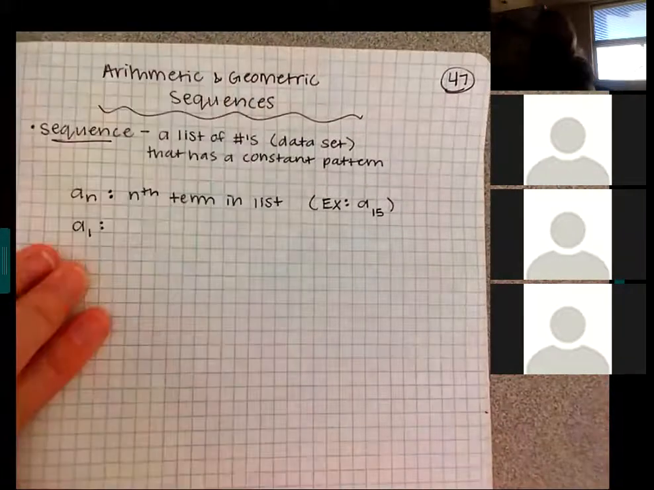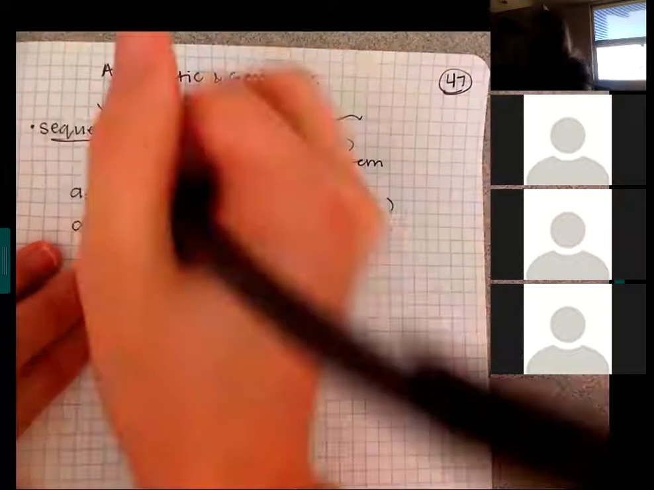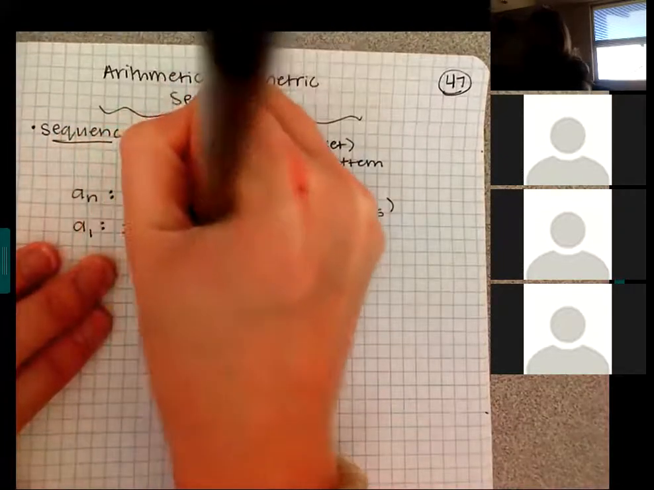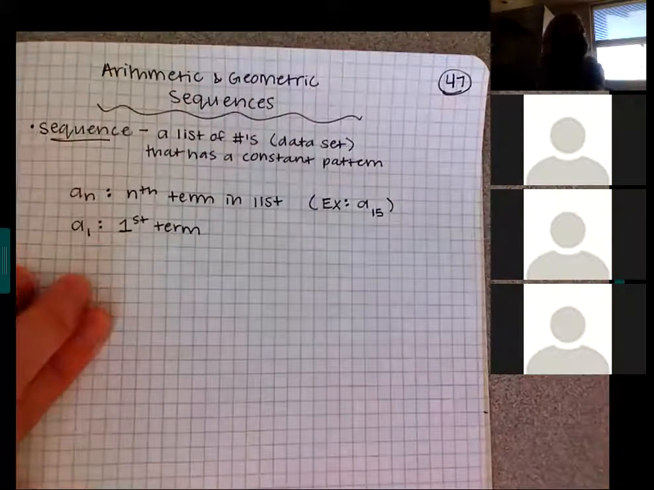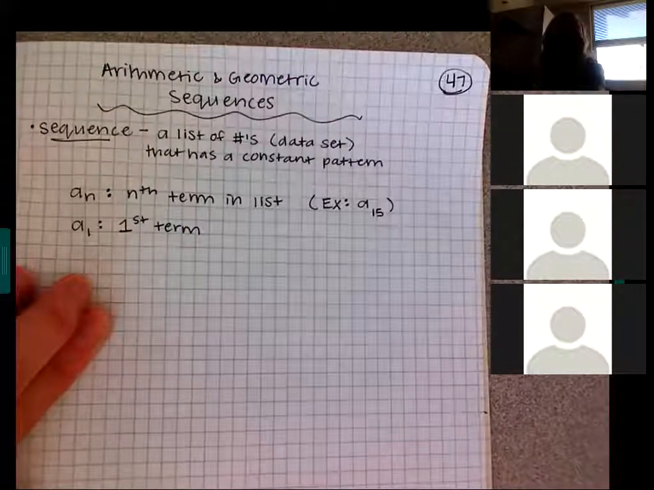All right, so what would A sub 1 be? Good, first term. I'm not trying to trick you. This should be pretty easy. They learned this in standard math 4 and in standard AFM also. Like the exact same lesson. So A sub 1 is the first term in the list.